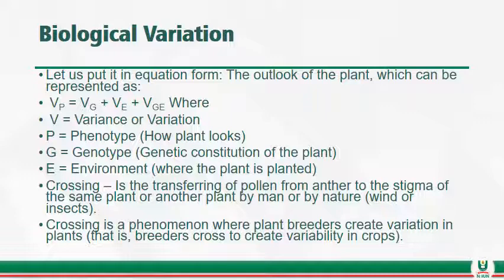And crossing is a phenomenon where the breeders create variation. So these breeders, because of this crossing, create all manner of crops at the end of the day. You do crossing by yourself, at the end of the day, you see differences, all manner of crops. So the breeders cross to create variability in crops.